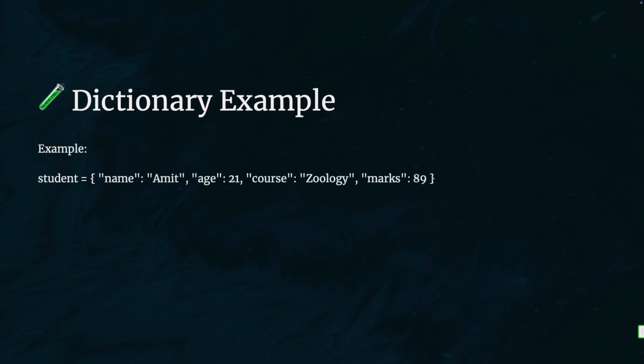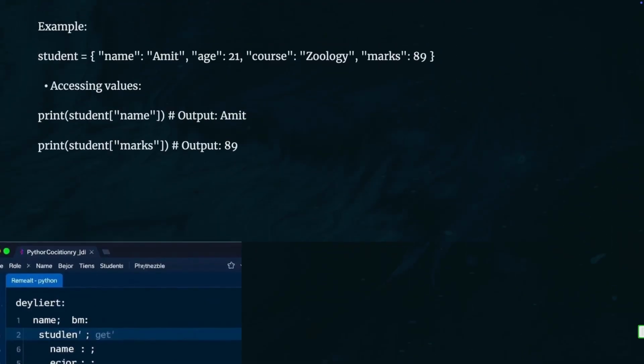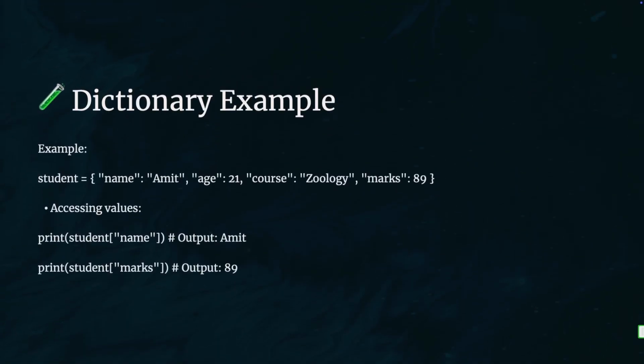Exactly. And so if you wanted to quickly just grab Amit's age, how would you do that? Super easy. You would just use print parentheses, student square brackets, age square brackets, close parentheses. Right. And boom, Python would just go directly to that age key and spit out 21. Direct access. Same thing if you wanted to get his marks, you would use marks instead of age.